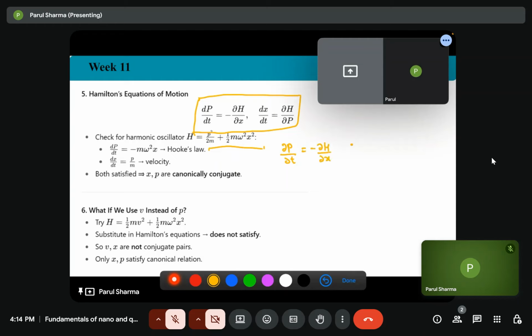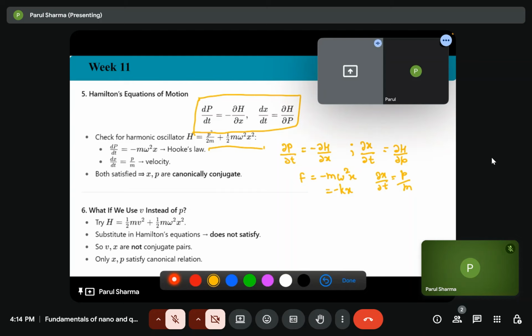So when we talk about force, F is equal to minus m omega square x, that is minus kx, Hooke's law. And if we do dx by dt, that will give you p by m. Okay, velocity and acceleration.